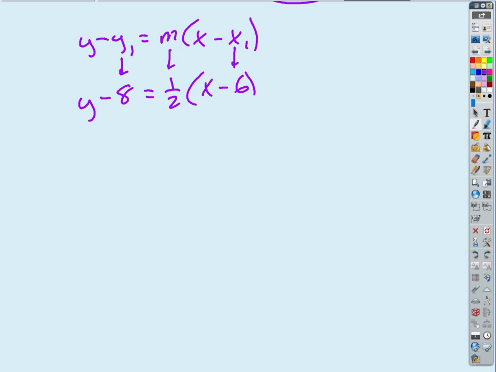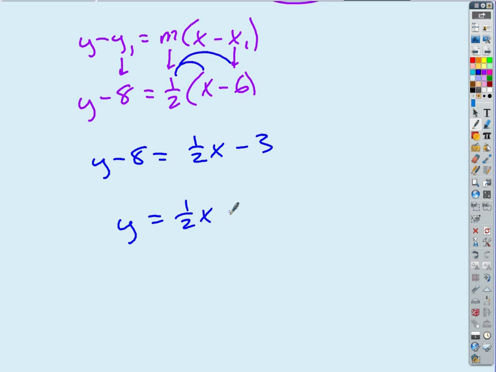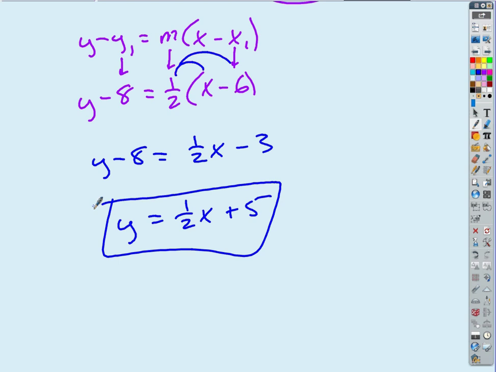We got to simplify it and put it in slope-intercept form. So what are our two steps? Distribute. If I distribute the 1/2, I get y minus 8 equals what? Good. Last step. Add 8. So what is that? 5? Okay. Make sense? Okay, how about something like this guy then?